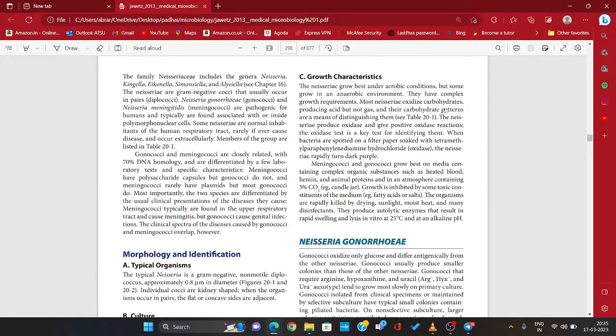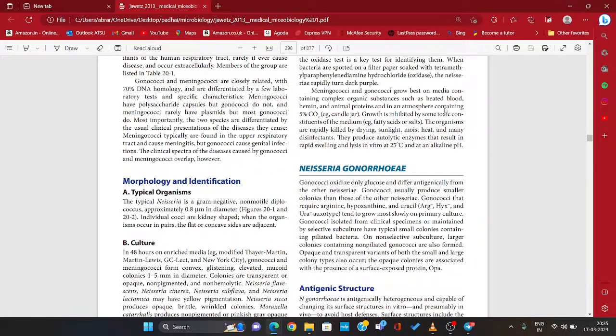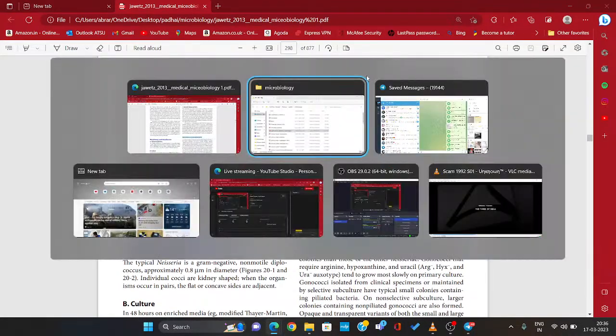Okay. So today we are going to talk about Neisseria gonorrhoeae, which is a diplococci, aerobic, and non-maltose fermenter. So let's study.